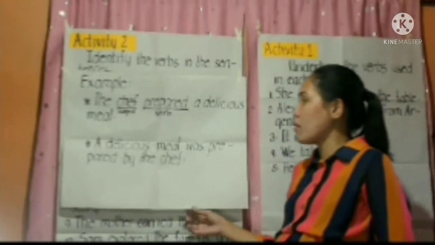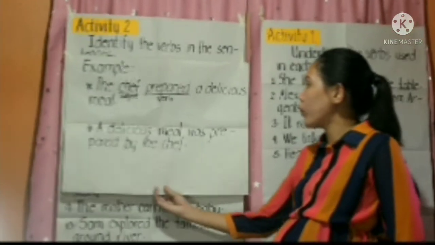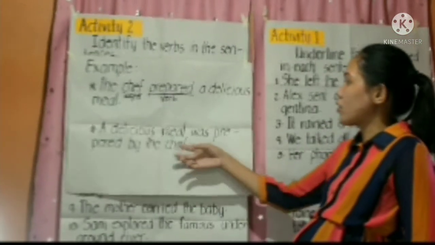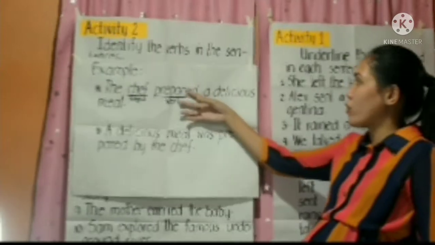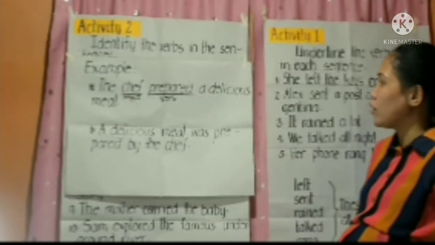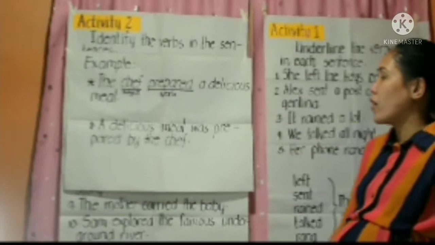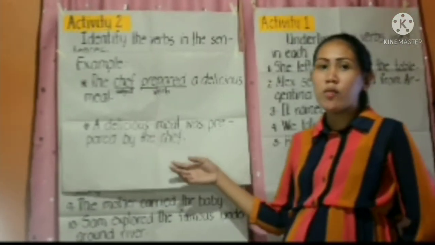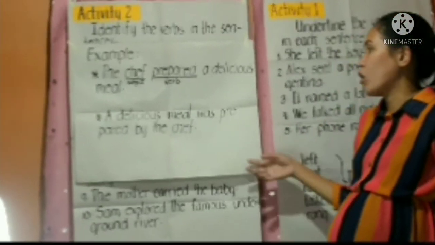It has the same meaning, but we already construct a new form of sentence from this first sentence. You will notice that in the sentence number 2, a delicious meal was prepared by the chef. The chef is already the receiver of the action.